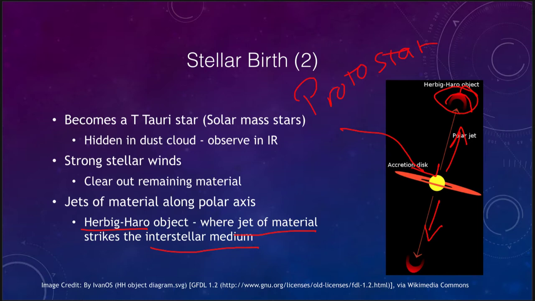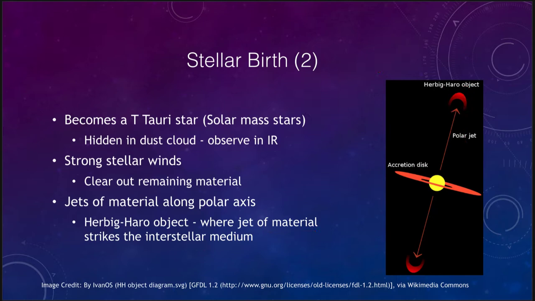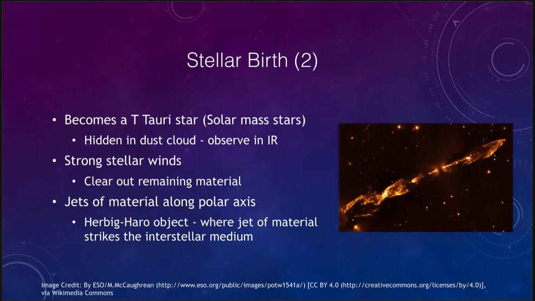Now, this is a sketch of it. What does this actually look like? Well, here's an image of it. And this is an image of what we would call one of these early forming stars. The star itself would be shrouded in the center and hidden by the dust, but the jet of material coming out can still be seen, and then impacts over here in brighter areas as it impacts would become the Herbig-Haro objects as that material impacts into the interstellar medium and causes it to glow.